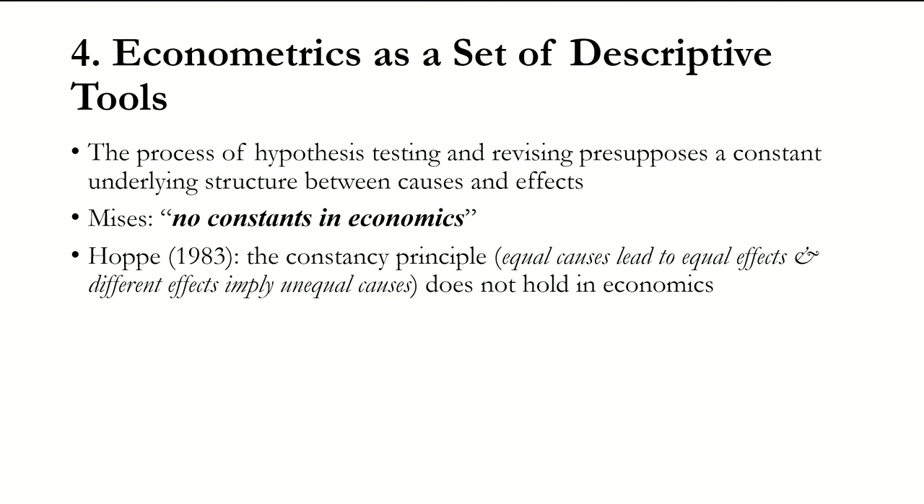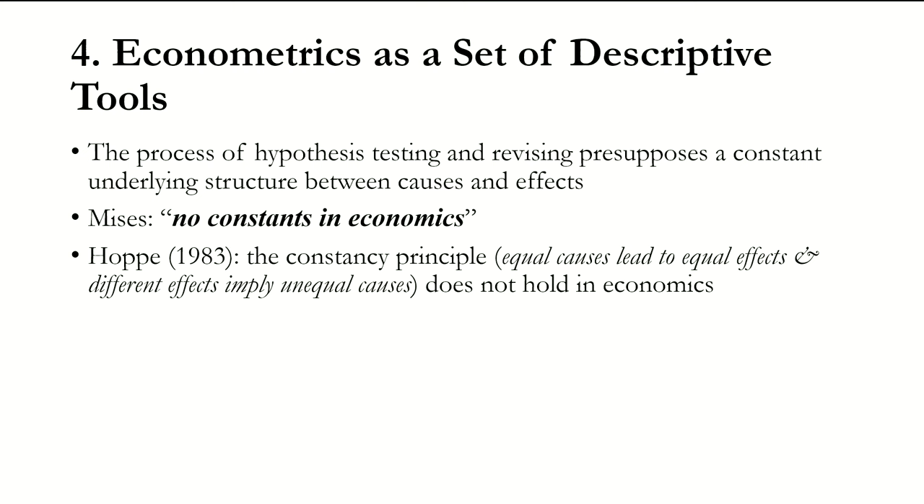And he shows in this book that the constancy principle that you have to assume for this scientific project to work does not hold in economics or in the social sciences in general. And the constancy principle simply assumes or states that equal causes lead to equal effects. And if you observe unequal effects or different effects, that implies that there has been some configuration of different, unequal causes. And only under this assumption, this whole project of falsifying and refining and reformulating your hypotheses makes sense.